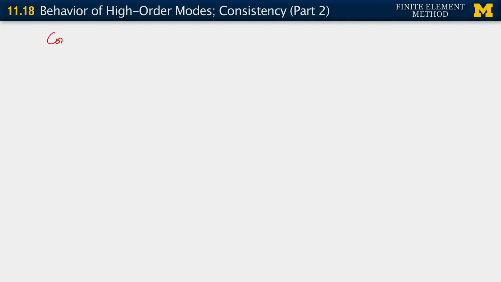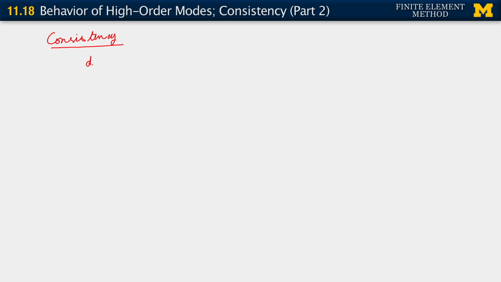So we've looked at stability, and we've understood the behavior of high order modes. What we are going to do next is essentially prepare ourselves for talking about convergence. The way we do that is by first looking at the notion of consistency. So we look now at the idea of consistency. In order to get to consistency, let's go back to our time discretized equation.